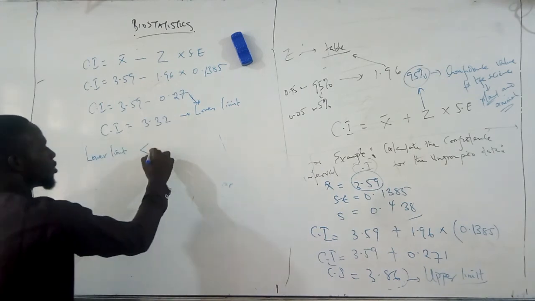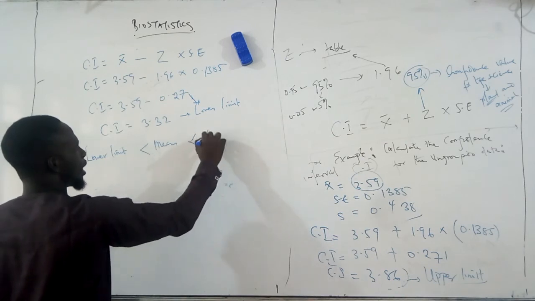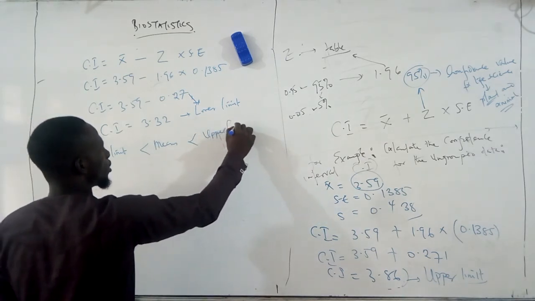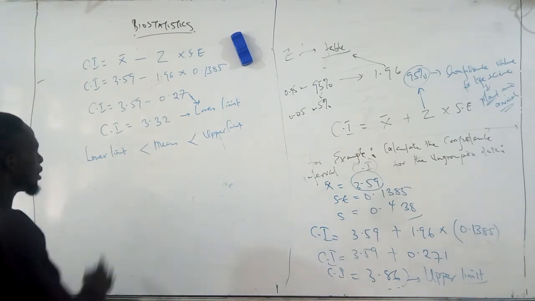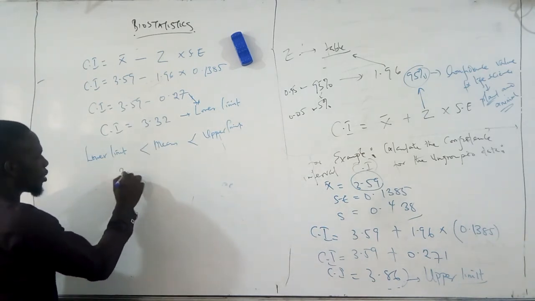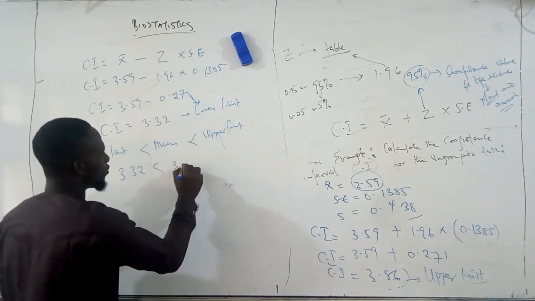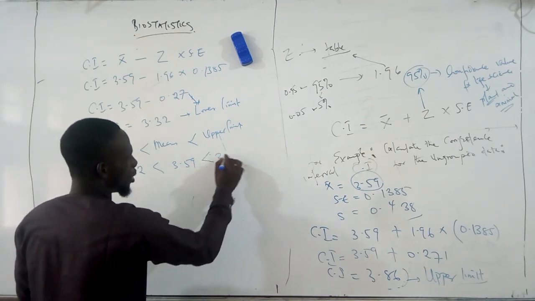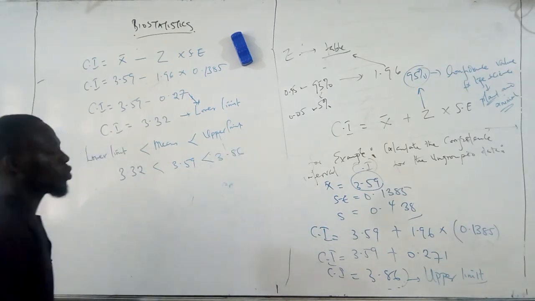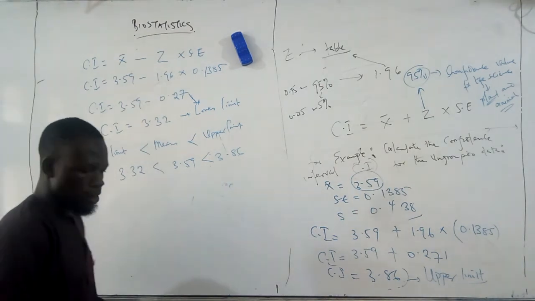So checking the range now, we can clearly see that the lower limit is less than the what? The mean, and the mean is less than the upper limit. So let's look at it as CI. That is our lower limit is 3.32, less than our mean, which is 3.59, and our mean is less than what? 3.86. So that is how it goes. Hope you all understand. Good.